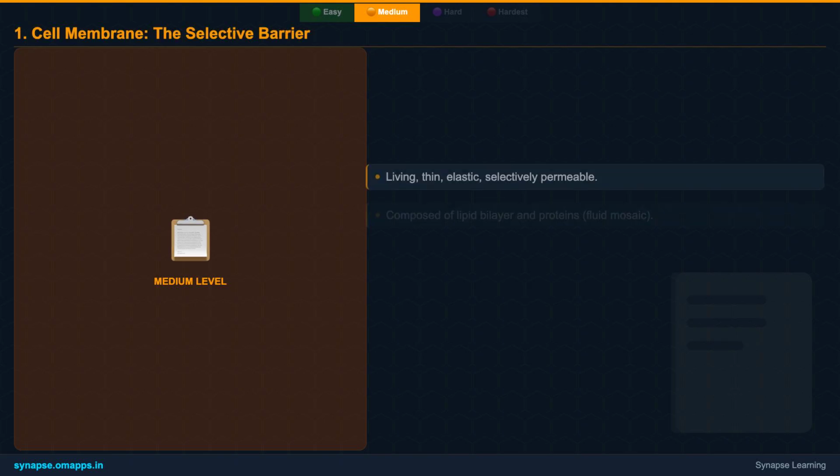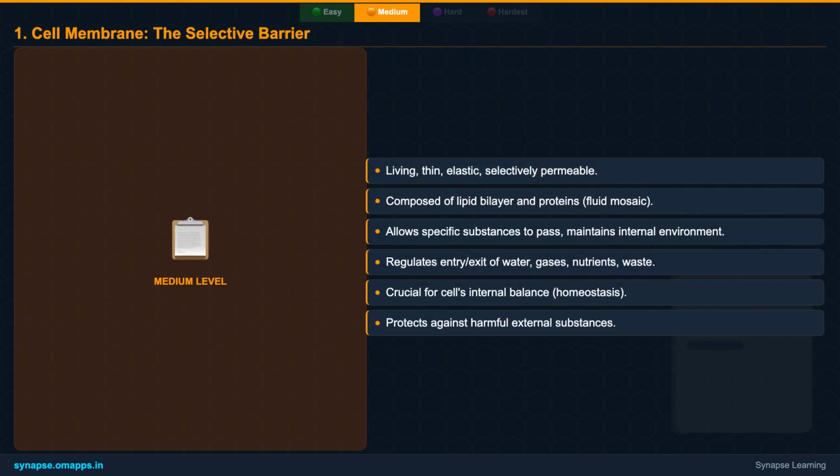The cell membrane isn't just a simple boundary, it's a selectively permeable, dynamic structure composed of lipids and proteins. This fluid mosaic arrangement allows it to be flexible while precisely regulating what enters and exits the cell. It's like a sophisticated security system, allowing essential nutrients in and waste out, while keeping harmful substances at bay. This selective nature is crucial for maintaining the cell's internal balance and overall health.